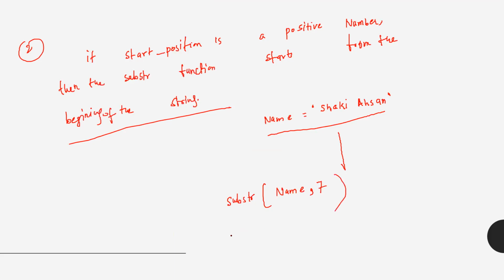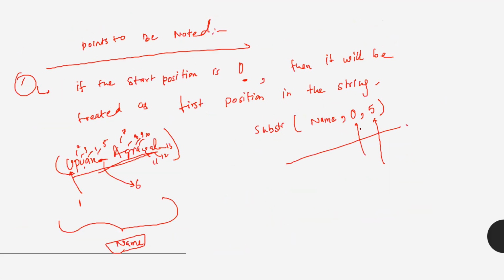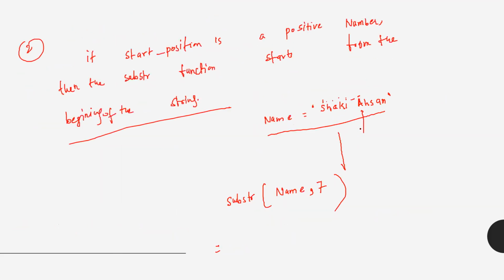What will be the returned value? 1, 2, 3, 4, 5, 6, and then 7. So 7th position is the starting position. And now we have missed the length. We have not mentioned any length here. So we'll go till the end of the string.